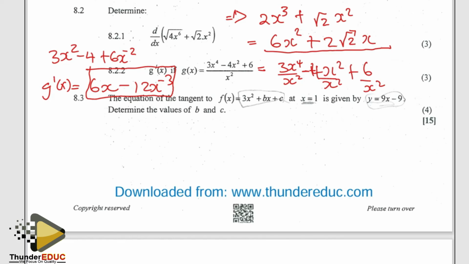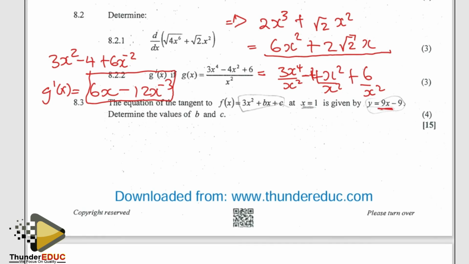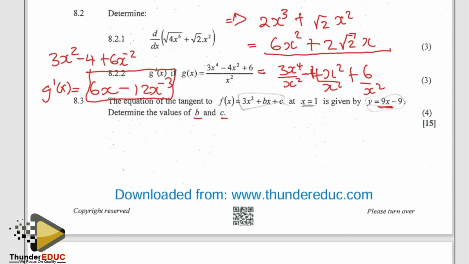Okay, so that is question number 8.2.2. Then 8.3, we're given the equation of a tangent to this graph at x1 is given by this. Determine the values of b and c. So just like we looked at that question of functions, when a tangent and a graph meet, the two will be equal to each other, okay, at the point of meeting.